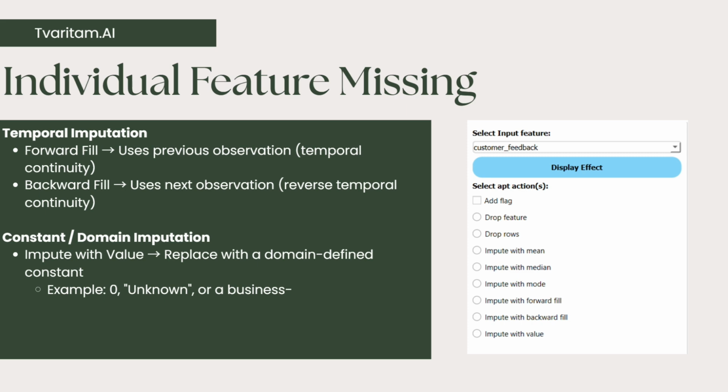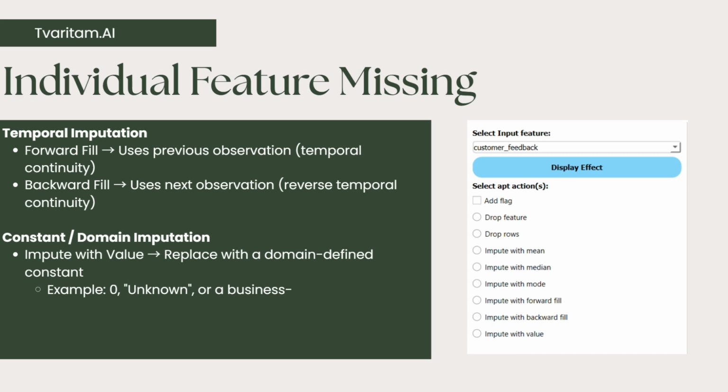And one important thing to check when you are using temporal imputation, forward fill or backward fill, is that there must be an existing non-null value in the direction you are filling from. Last is to impute with a constant value, domain imputation, where we can replace the missing values with a domain-defined constant. If your domain suggests a value that represents an unknown state, you can directly replace the null values with that constant.